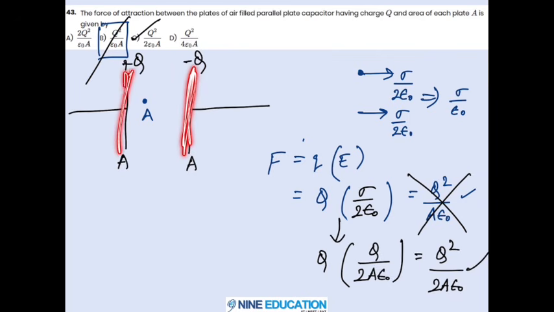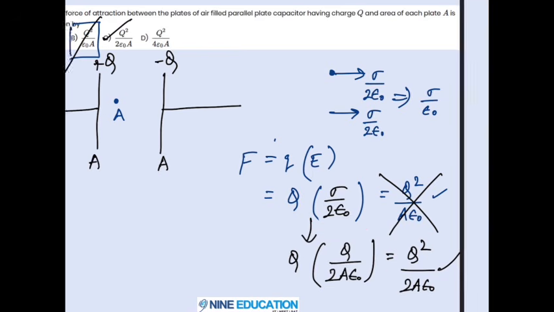So what is the electric field acting on this plate due to this plate? That is sigma by 2 epsilon naught into the charge on this plate. So sigma by 2 epsilon naught into charge on this plate. This is the answer. Next question, please.